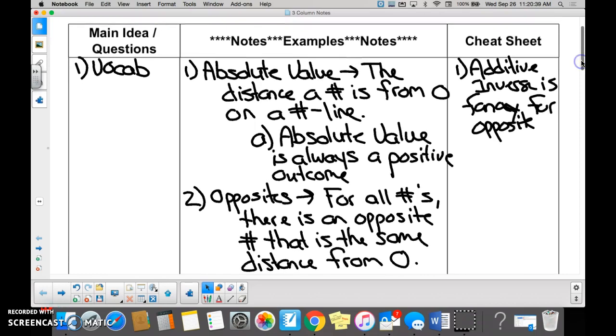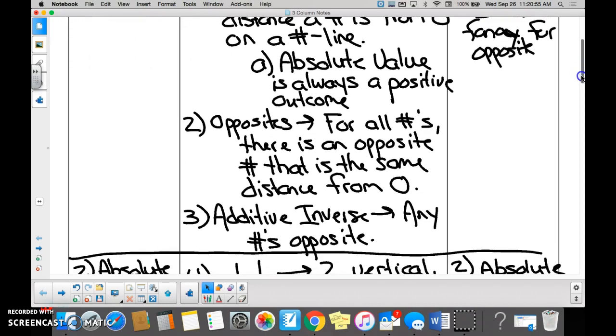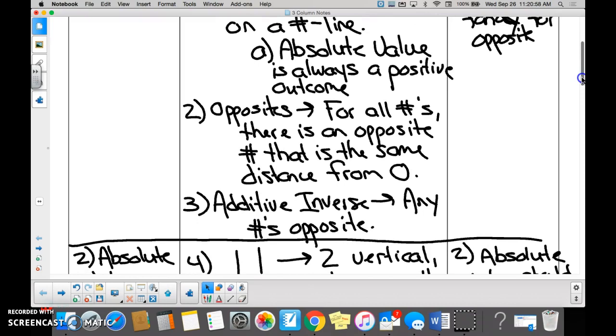1, 2, 3. Absolute value. This is the number from 0 on a number line. That was actually pretty bad, but okay. It's the distance a number is from 0 on a number line. Okay, an absolute value is always going to end up being positive because we can never have a negative distance. We talked about that, right?